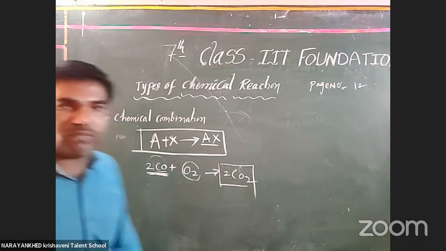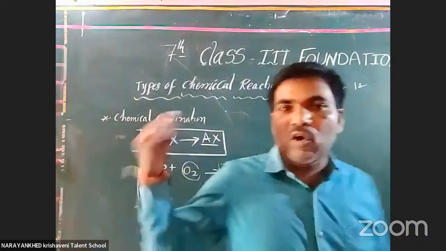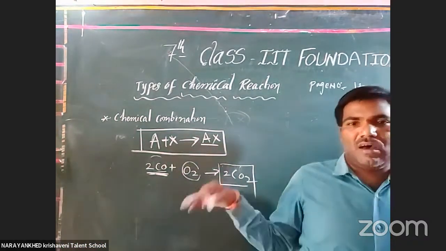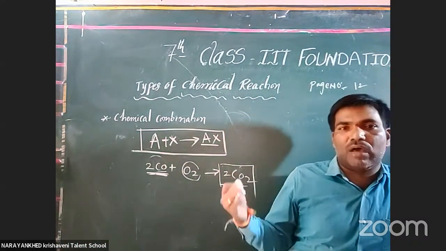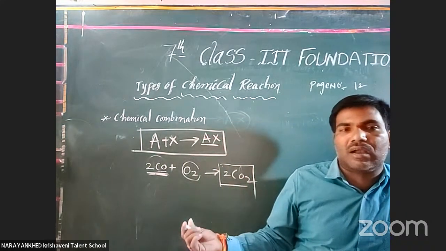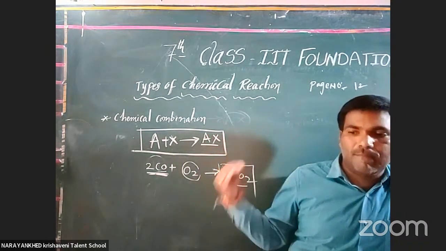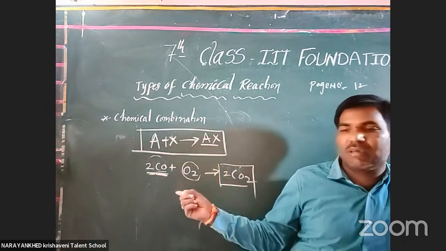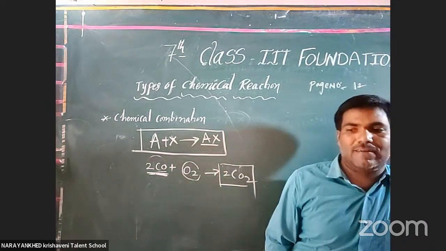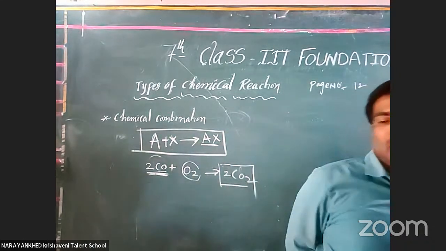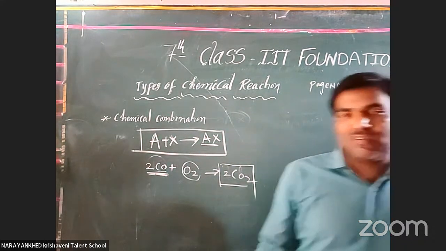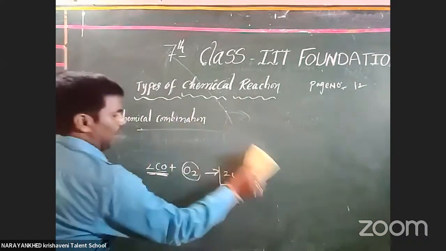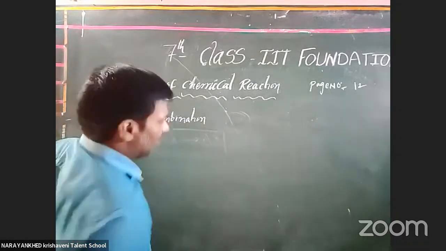What did you understand from this one? Two or more substances, one reacts with another one and forms one new substance. It is called what? Chemical combination. Okay. The general form is important and some examples are also important. Understood or not? It is called a chemical combination. This is the first type of chemical reaction.